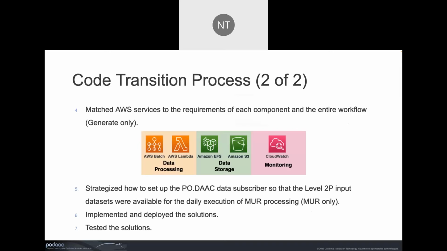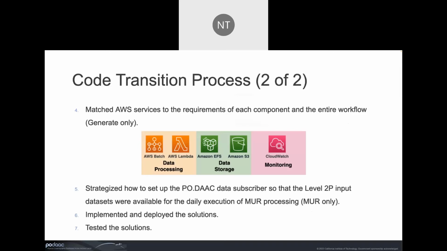Step 5 applies to Mirror only. We needed to strategize how to set up the PO.DAAC data subscriber so that the level 2P input data sets were available for daily execution. We decided to execute these downloads on an hourly basis for each data set, making as much data available as possible for the execution and mirroring what was available when data was stored on premise.